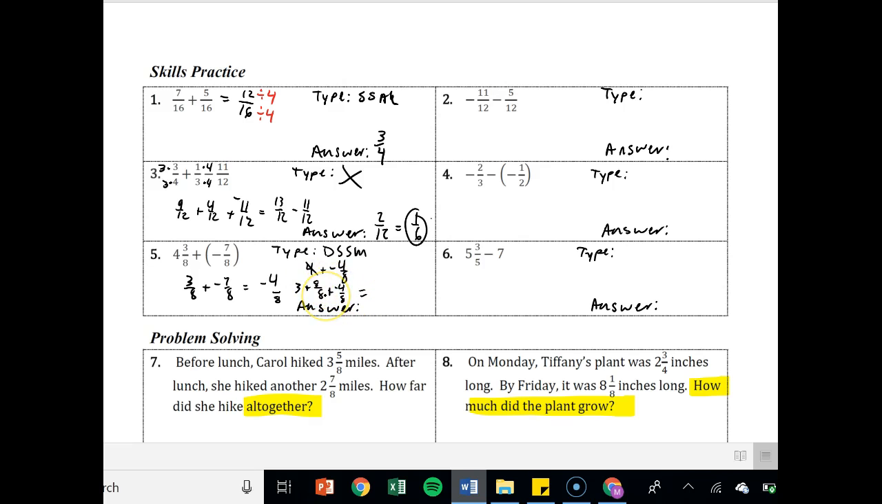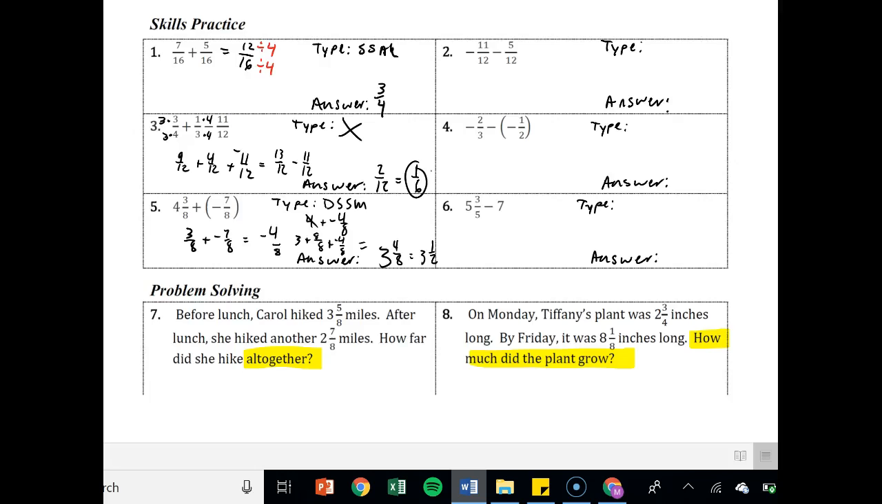This is a DSSM problem again. My answer is 3 wholes. 8 plus negative 4 is 4. 3 4/8. If you put down, obviously simplify that to 3 1/2, it's probably a more effective answer. All right? So remember that borrowing thing that we were working on in last class.